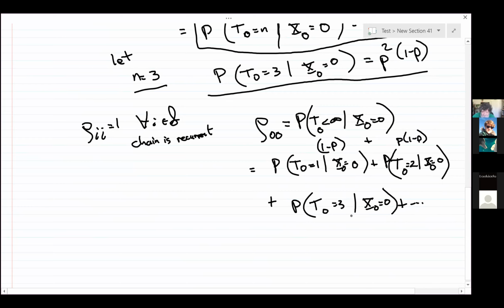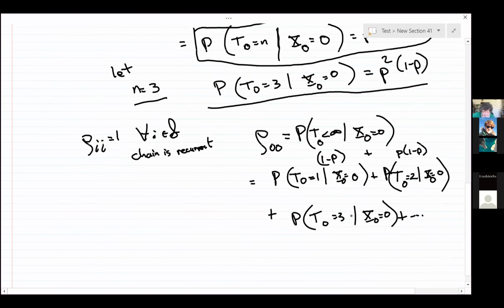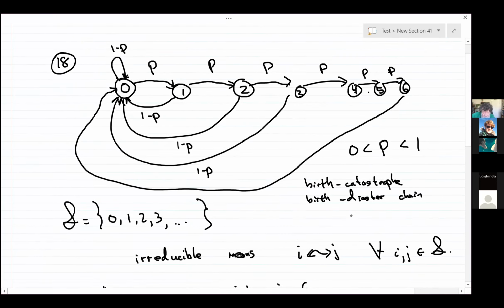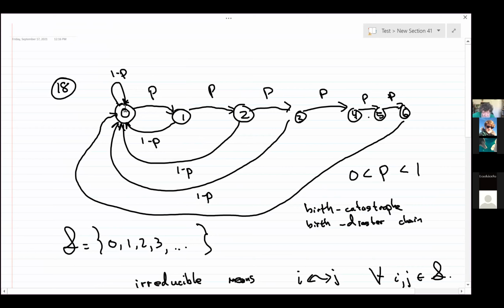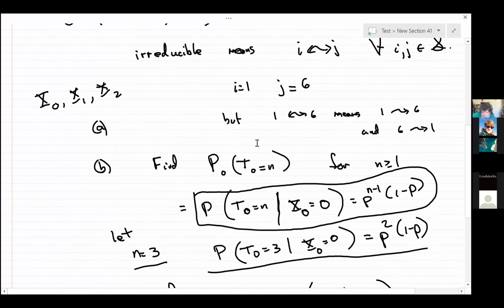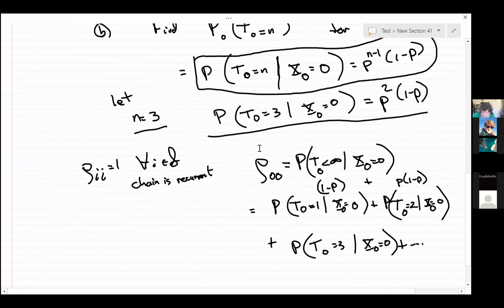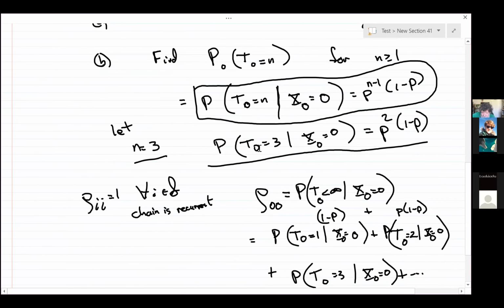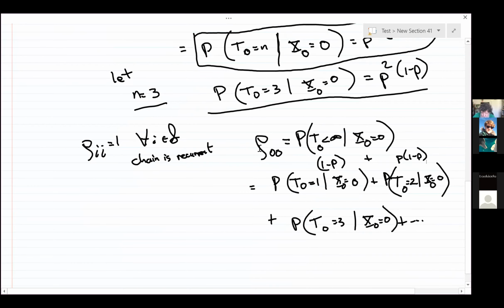What about this one? You started at 0 and you want to first get back in 3 steps. You can't loop there because you would have gotten back too soon. So you have to go up, and then get back. If you went up and down, you're back before 3 steps. That's no good. So you really want to go up, and then down. So the next one would be p twice and then 1 minus p.